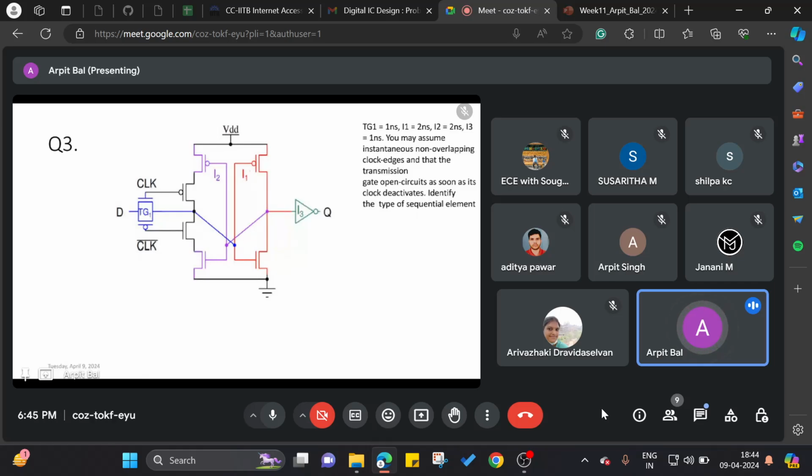Okay, so if you see, this is an inverter, this is also an inverter. The input of this inverter I1 is connected to I2's output, and in the same way the input of I2 is connected to the output of I1. So basically if you ignore these two, it looks like two inverters connected in this fashion.